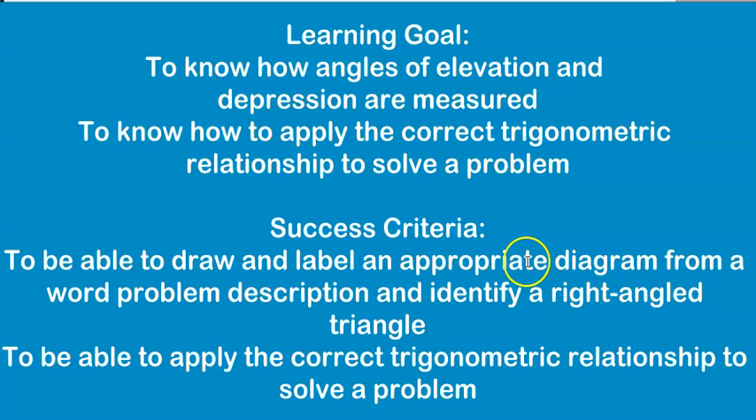This video will be looking at Lesson 3, Exercise 4C, Elevation and Depression. The learning goals for this video are to know how angles of elevation and depression are measured, and to know how to apply the correct trigonometric relationship to solve a problem. The success criteria is to be able to draw and label an appropriate diagram from a word problem description and identify a right angle triangle, and to also be able to apply the correct trigonometric relationship to solve that problem.